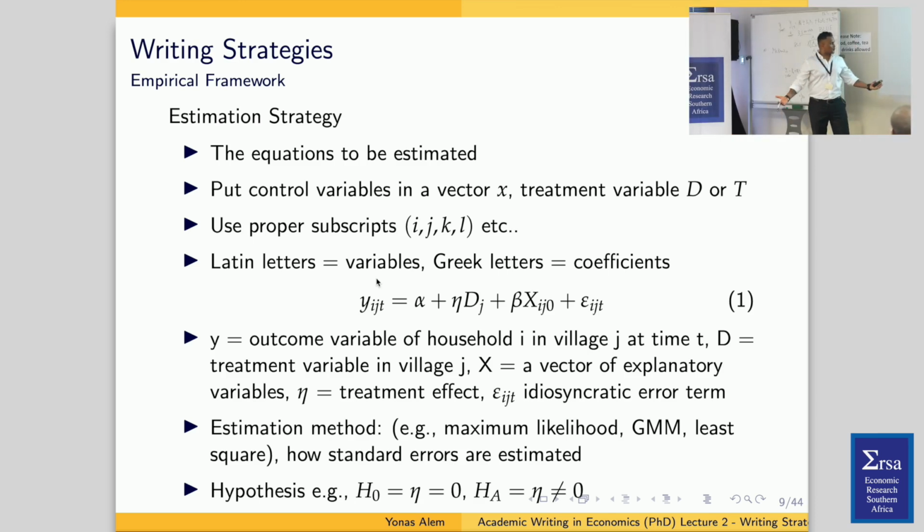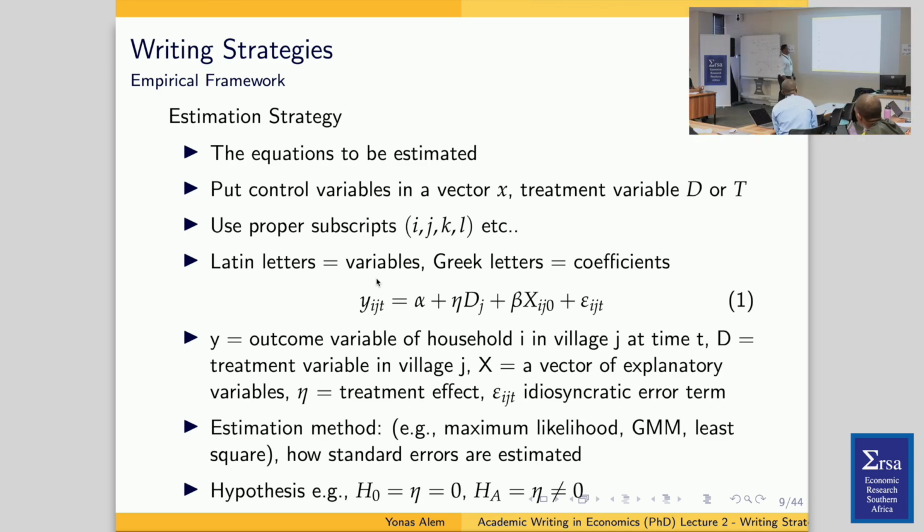The estimation method, like I said, is maximum likelihood, GMM, or OLS. How are the standard errors estimated? And the hypothesis, for example the null hypothesis or the hypothesis that you want to test, is whether this is significantly different from 0 or not. So this is where you discuss your empirical strategy.